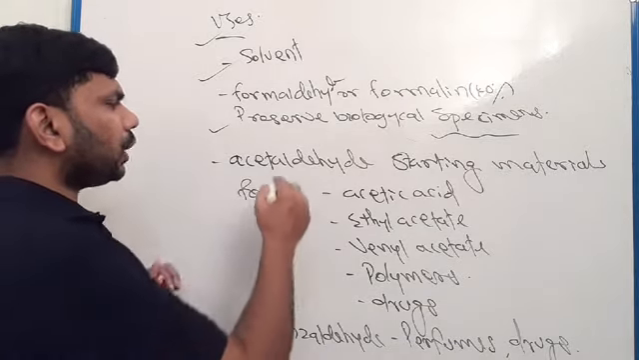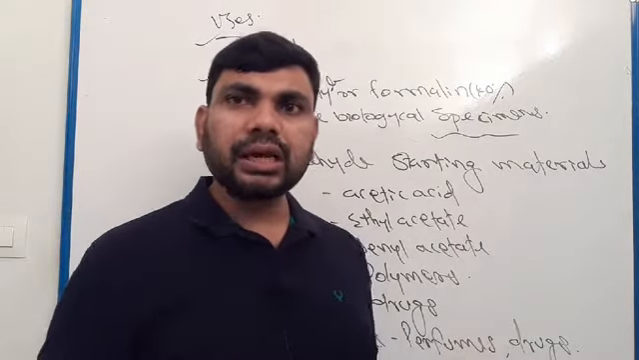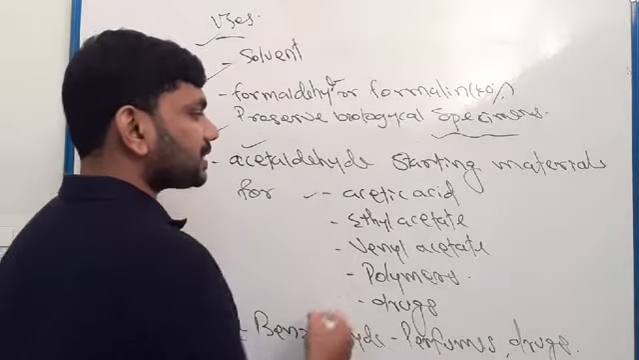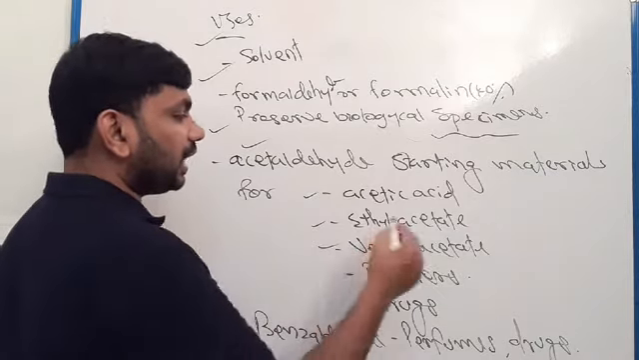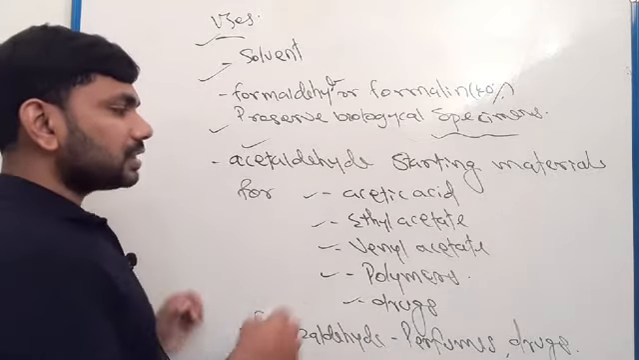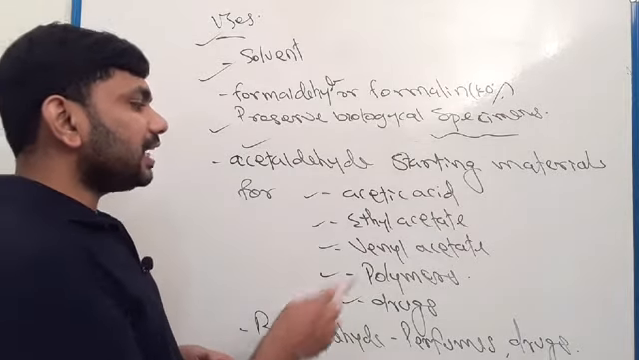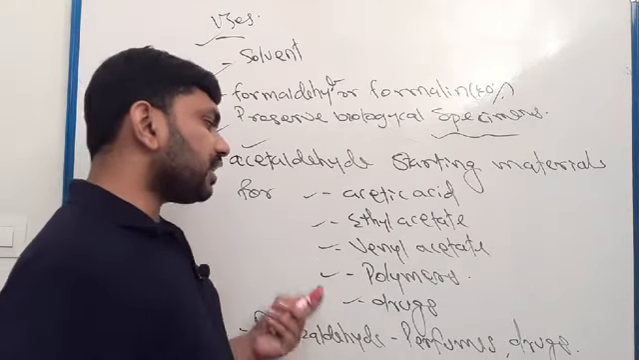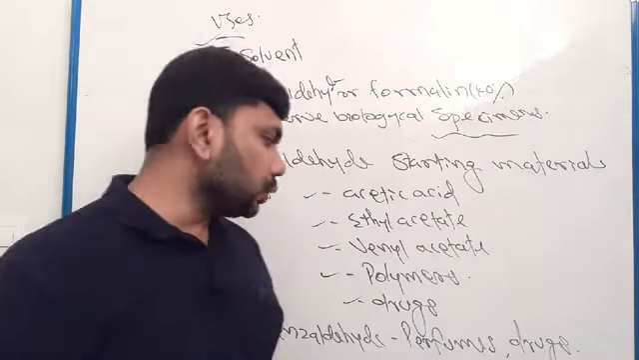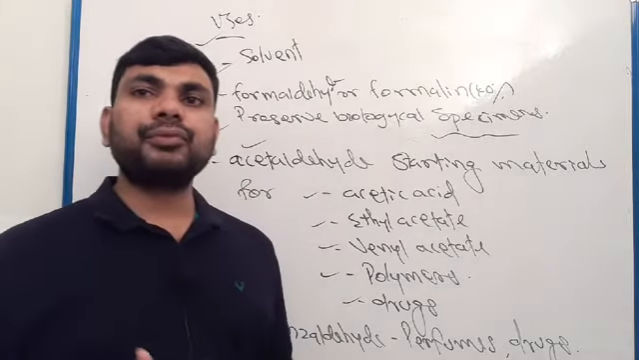Also, acetaldehyde is a very important starting material for the production of many substances. Acetaldehyde is used to make acetic acid, ethyl acetate, vinyl acetate, many different types of polymers and drugs. For this production we use acetaldehyde: acetic acid, ethyl acetate, vinyl acetate, different types of polymers and drugs. Also benzaldehyde is used to make different types of perfumes and drugs.